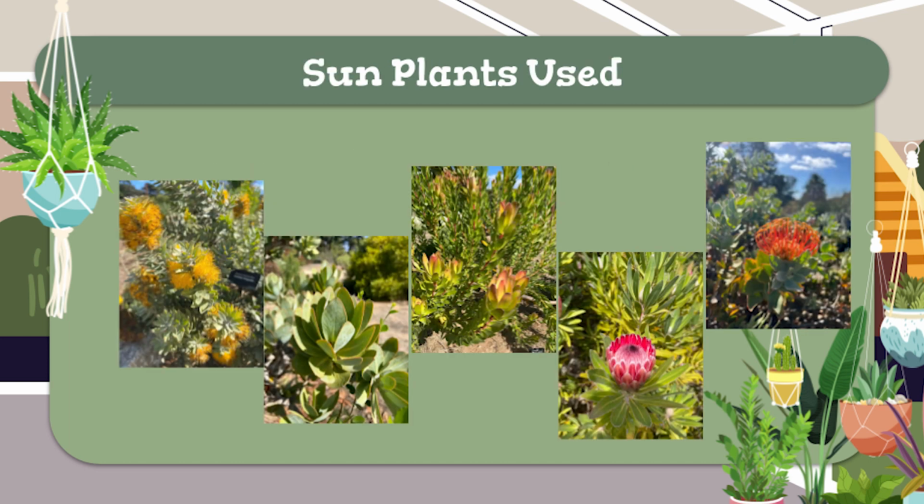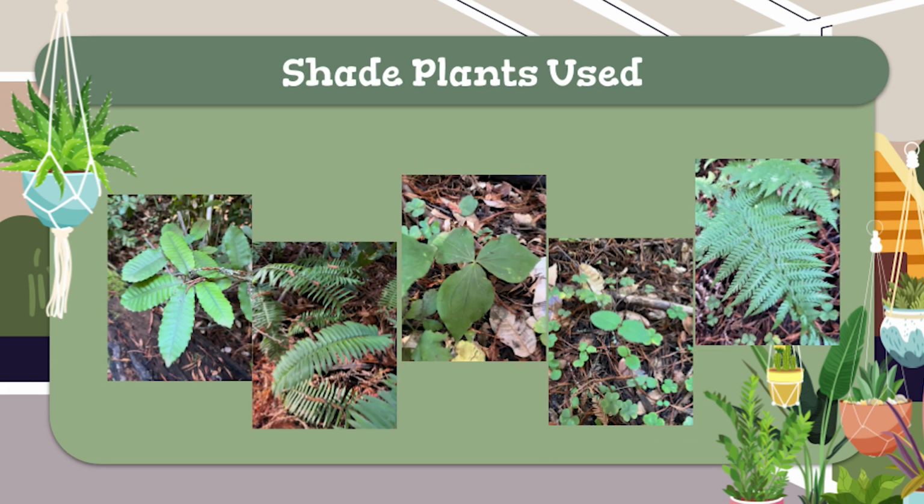The sun plants we used, we went to the Arboretum and picked out 5 plants. Going from left to right, the sun plants we used were the golden pagoda, the yellow conebrush, the wagon tree, the protea pink ice plant, and the proteus. And for the shade plants, we went in the woods behind Jack Baskin. And from left to right, those plants are the tennoic, shield ferns, trilliums, red alder, and then wood ferns.